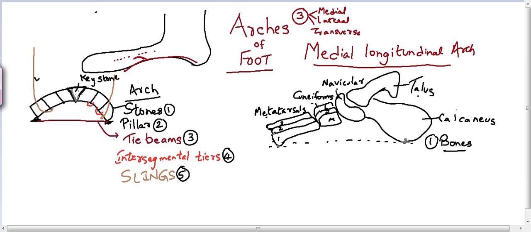The keystone here, which is a wedge shaped stone, is the head of the talus. So the major joint here is the TCN joint. TCN means talocalcaneonavicular joint. That is the main joint. The main bone here is the head of the talus.